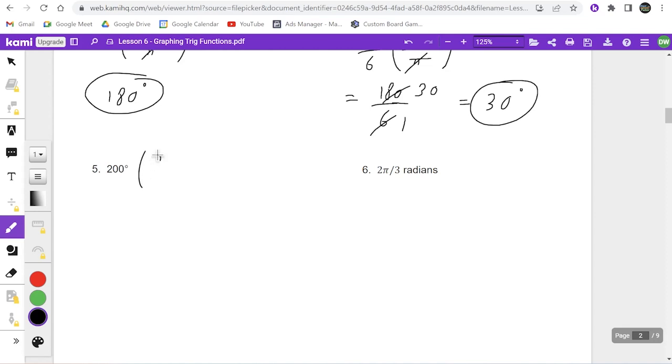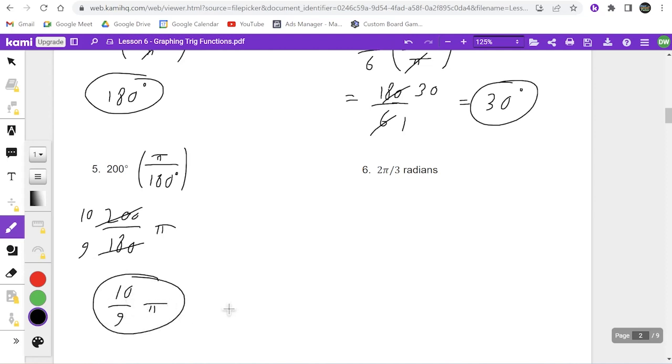Again, I'm going to multiply by pi over 180. 200 divided by 180 times pi. Both of those are divisible by 20. Like, for instance, 180 over 20 is 9, and 200 divided by 20 is 10. So it looks like 10 over 9 pi. That's my final answer in radians.